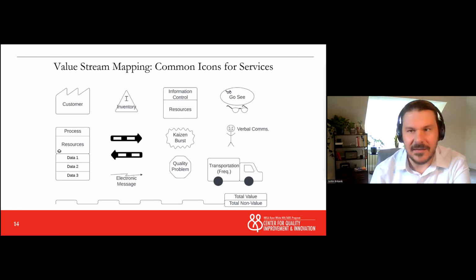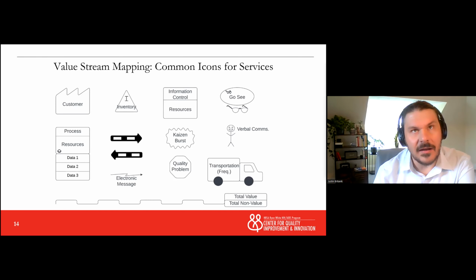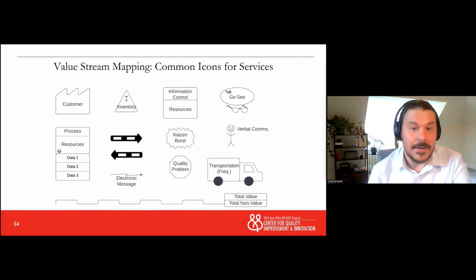Whenever you see the person, that means the person is physically going somewhere and talking to someone. So, verbal communications in person. These lightning lines here with the arrows are our electronic flow lines. When you see the stop sign, that means that's a quality problem. And transportation, we don't always use that in healthcare and service projects, but there are cases. We've done some projects with delivery of home delivered meals, and so transportation frequency and time came up on that.